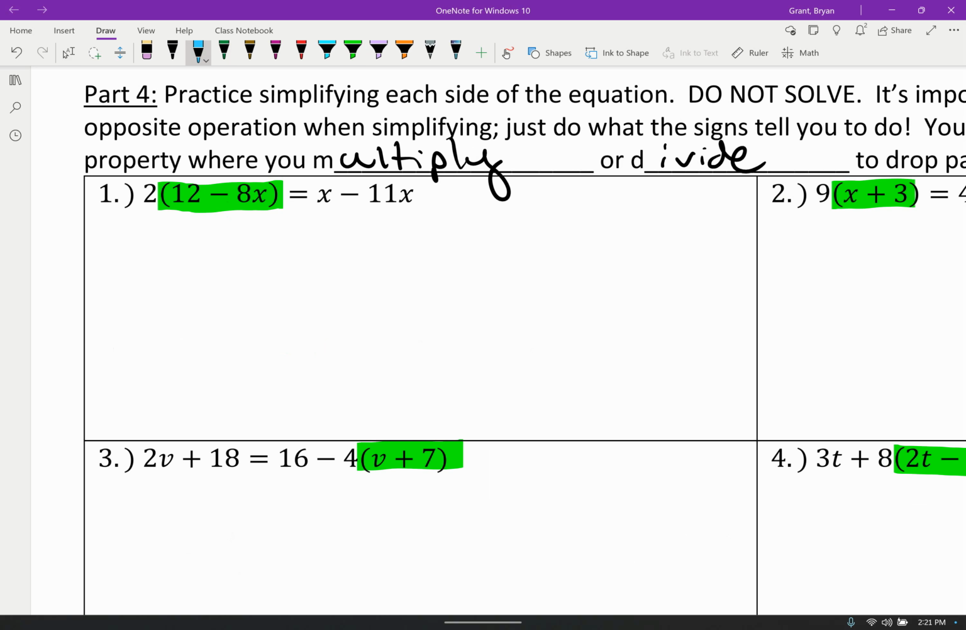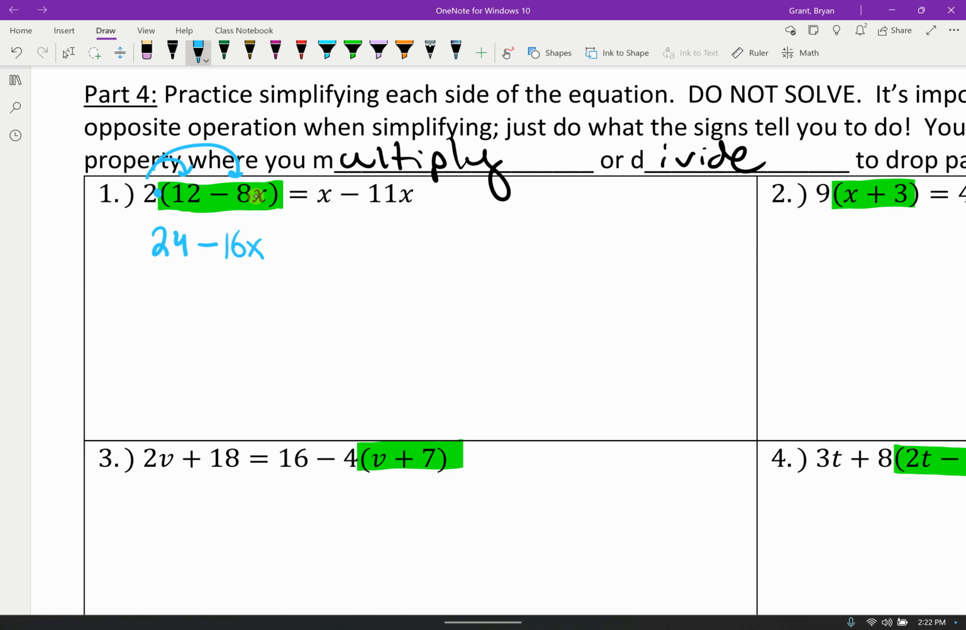So if we look at this first one, there is only one number outside the parentheses. It's the 2. So the 2 is certainly multiplying. So I'm going to multiply 2 times 12, 24. And 2 times, don't forget the sign, negative 8x. Now, although 2 times negative 8 is negative 16x, because there's a 24, we actually write this as 24 minus 16x, right? Confusing, isn't it?